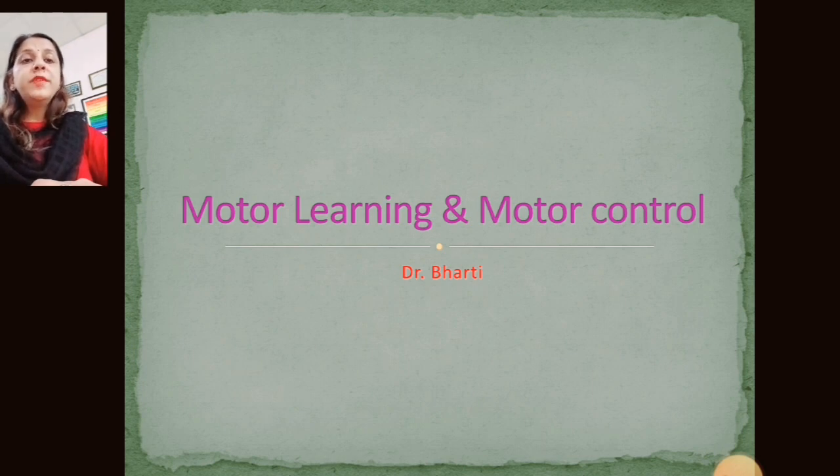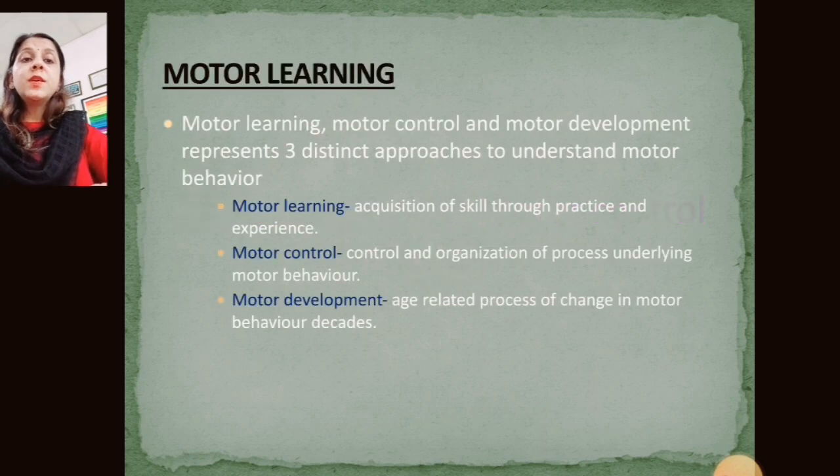Today, the topic of discussion is motor learning and motor control. It is a very interesting topic because whenever we do any motor task, we must have learned it. Motor learning, control and development represent three distinct approaches to understanding motor behavior. Motor learning is the acquisition of skill through practice and experience. What does acquisition mean? It is a modification of skill through practice and experience.